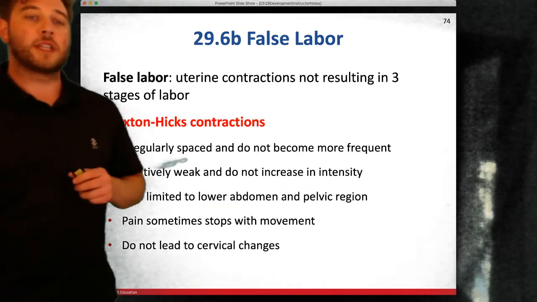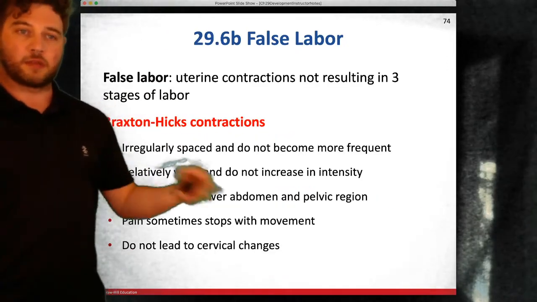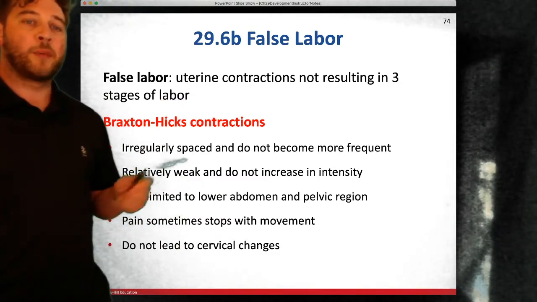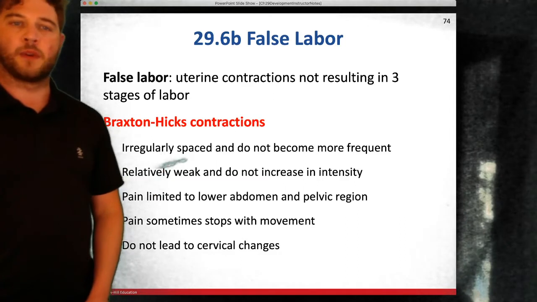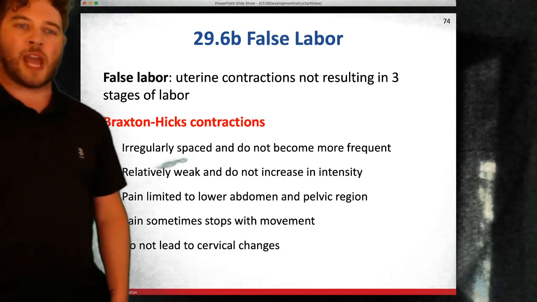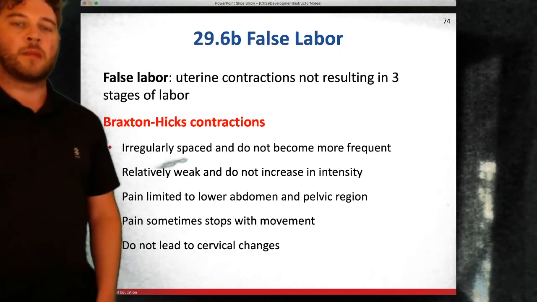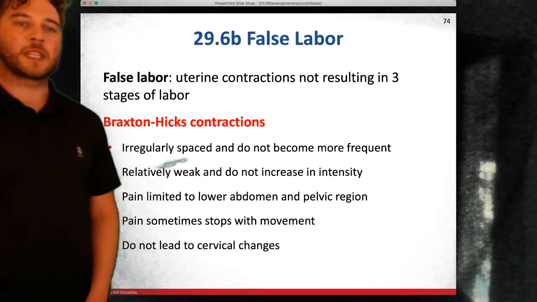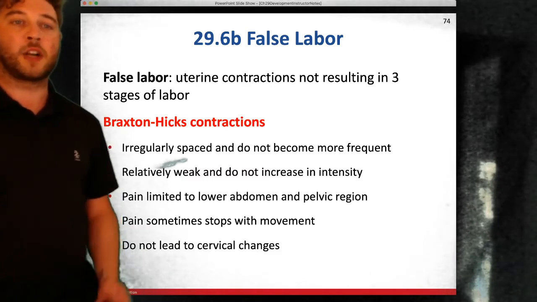False labor is uterine contractions not resulting in full labor. Braxton Hicks contractions are regularly spaced and do not become more frequent. Relatively weak. Pain is limited to the lower abdomen and pelvic region, not the entire abdomen. Pain sometimes stops with movement and does not cause any cervical changes.